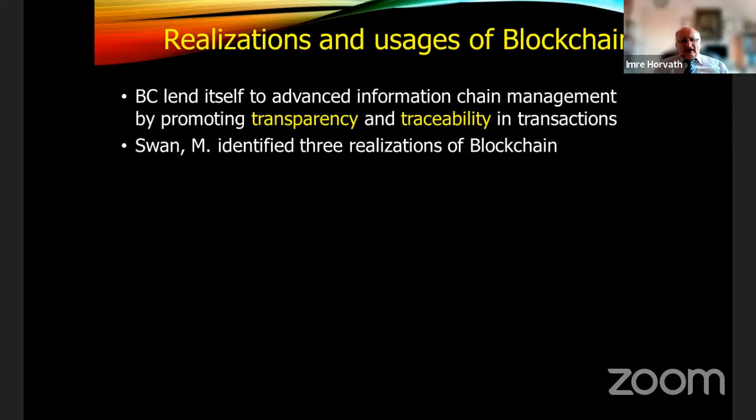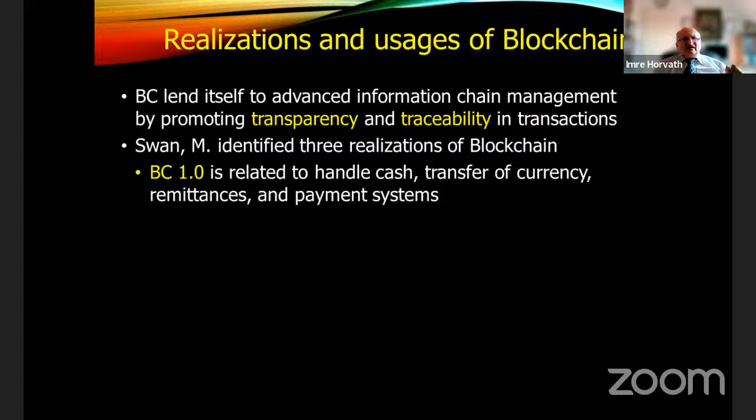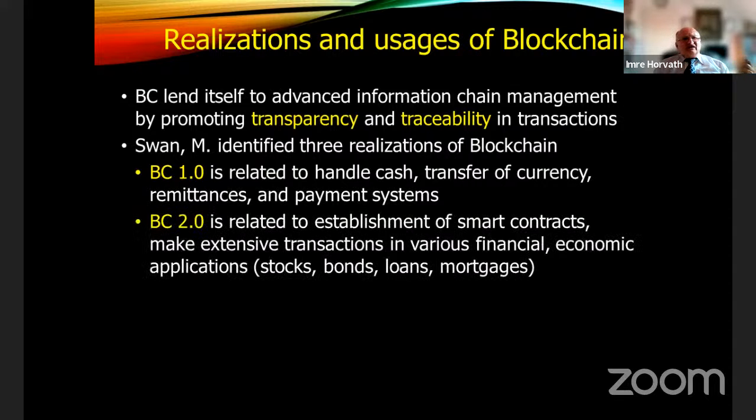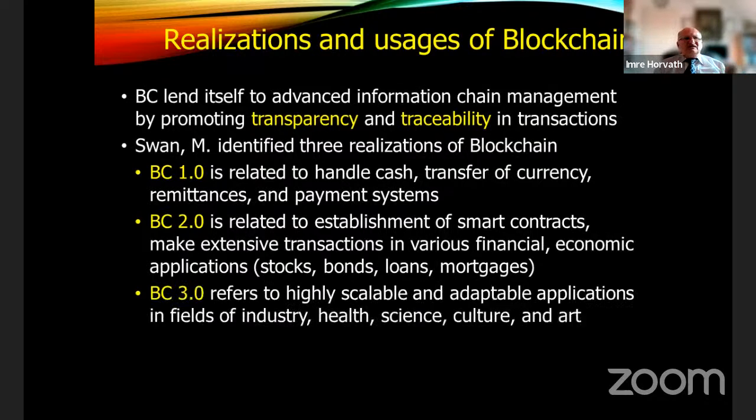A paper from Swan, which I will suggest later on, identified three realization forms of blockchain. Blockchain 1 is related to handling cash, transfer of currency, remittances, and payment systems. Blockchain 2 is related to the establishment of smart contracts, making extensive transactions in various financial and economic applications: stocks, bonds, loans, and mortgages. And blockchain 3 refers to highly scalable and adaptable applications.